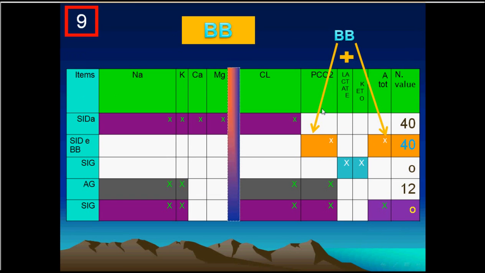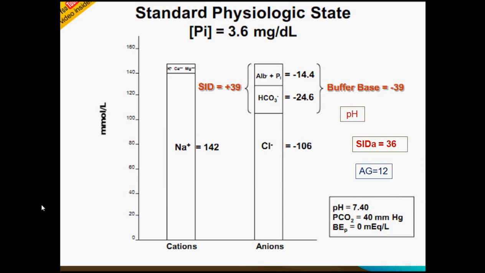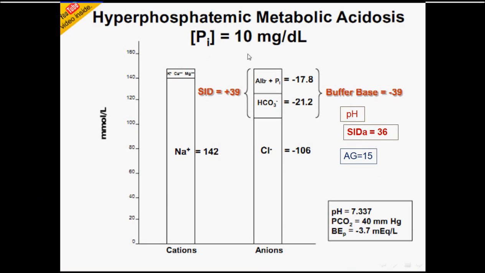So the buffer base is bicarbonate plus total weak acids. Here this is normal, as I mentioned before. This is the buffer base, which is bicarbonate plus the total weak acids. It forms about 40. This is a normal bar. If there is some sort of hyperphosphatemia, it will be associated with what? With a decrease in the bicarbonate. This is the only thing. So with this decrease in the bicarbonate, the two together, the buffer base, will be 40 as it is.